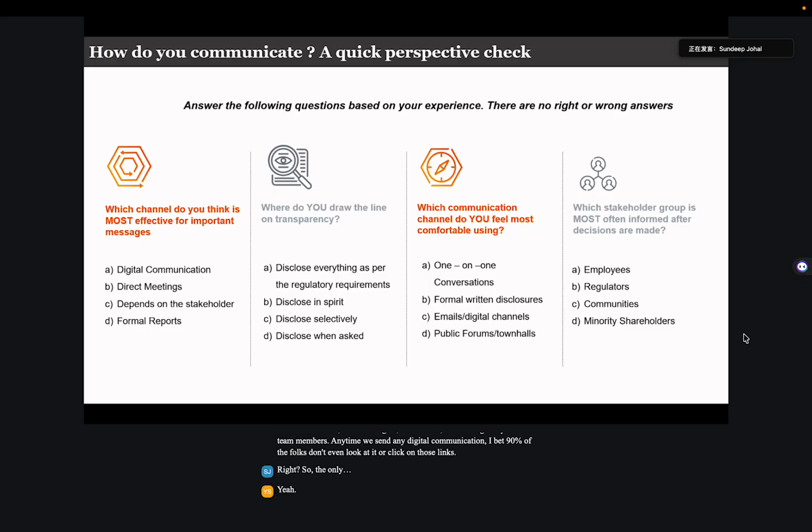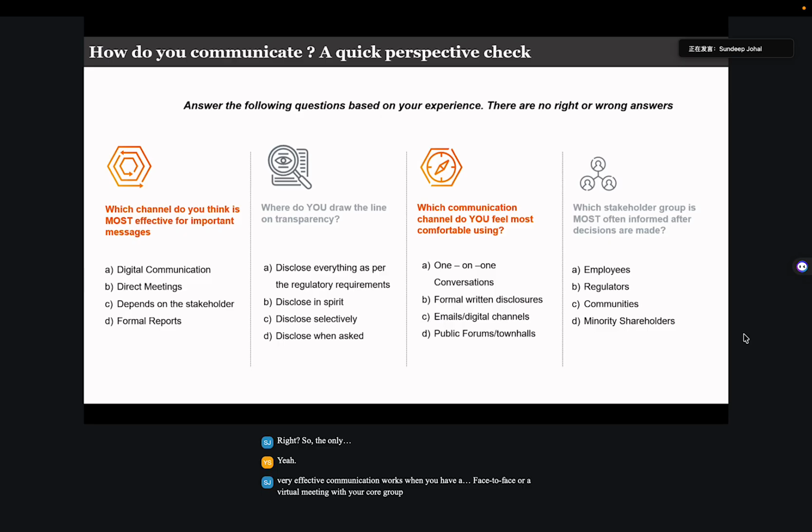So the only way effective communication works is when you have a face-to-face or a virtual meeting with your core group, and that information is directly moving from top to bottom. That's the effective way. Got it.